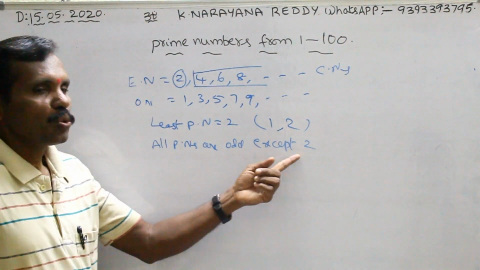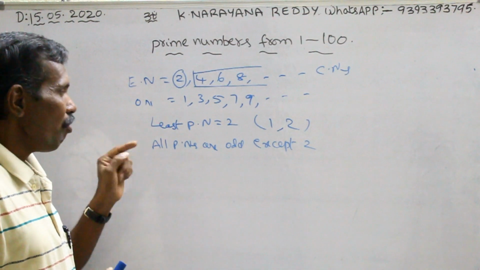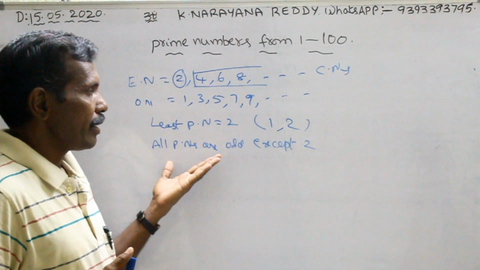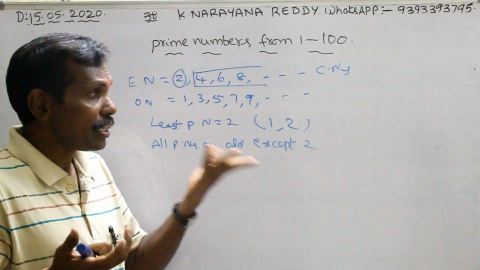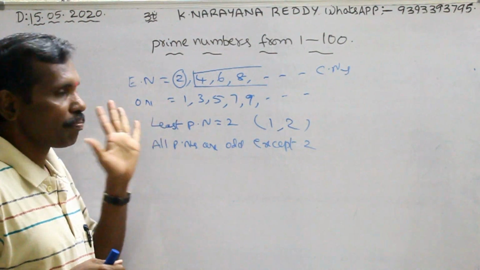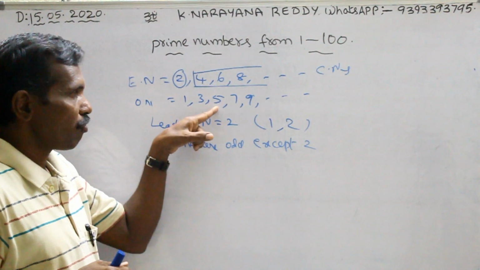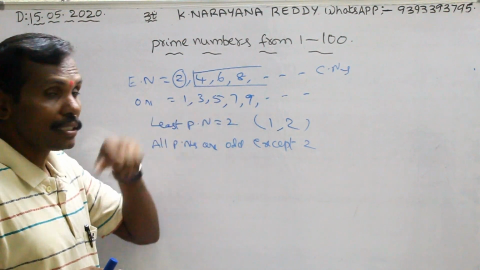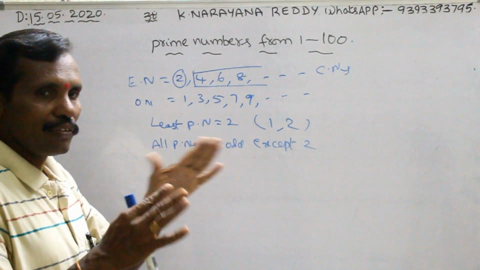These are except 2. Please remember, all prime numbers are odd, except 2. How is it possible? I will tell now. Take 1, it is not a prime. 3 is a prime, 5 is a prime, 7 is a prime, but 9 is not a prime, it is a composite. So, leave it at that.